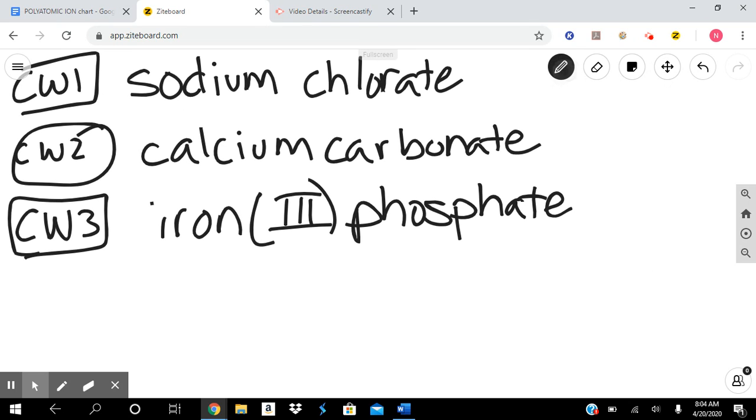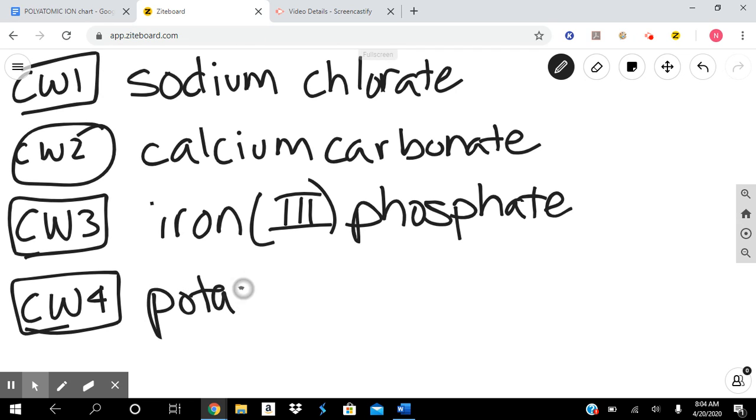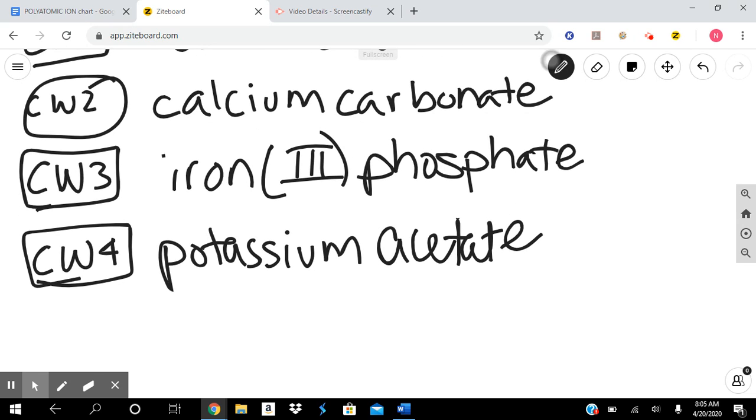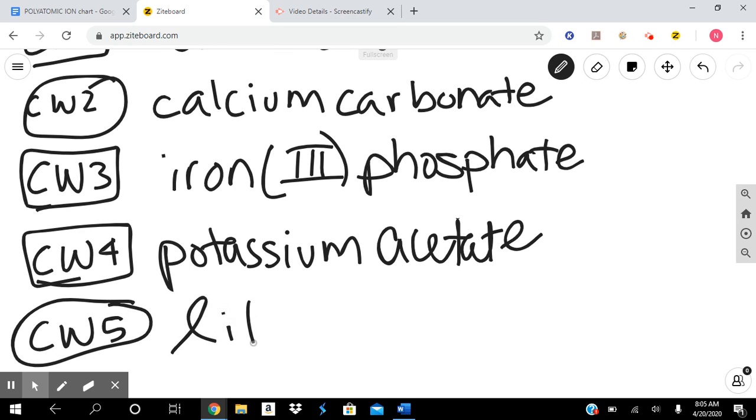Let's do one that looks like it's going to be really complicated, but it's not. Let's do potassium acetate. And we'll end with lithium cyanide.